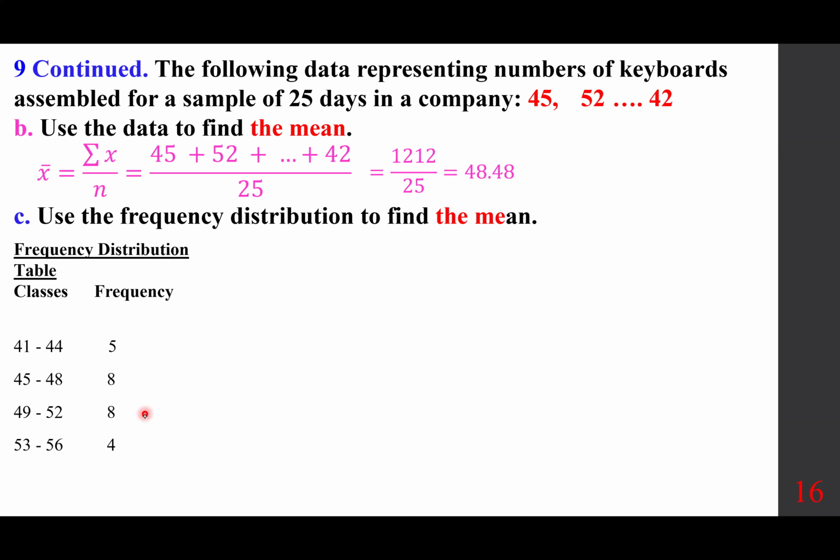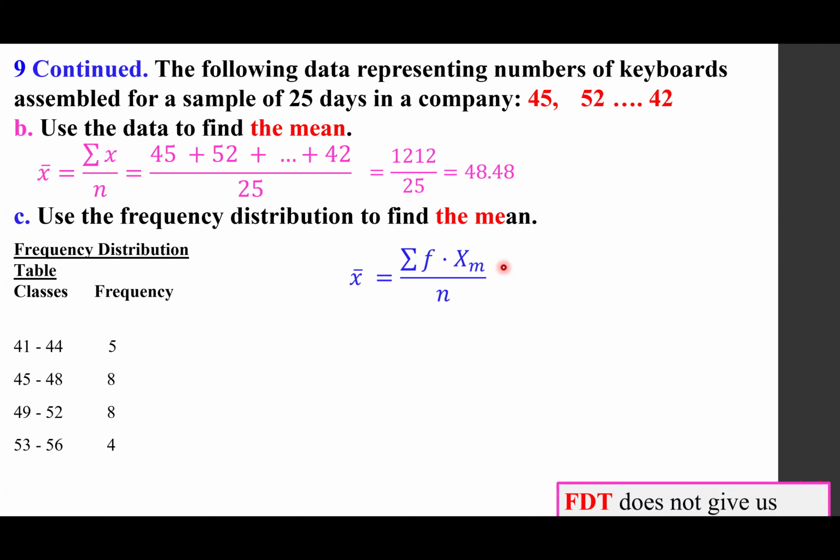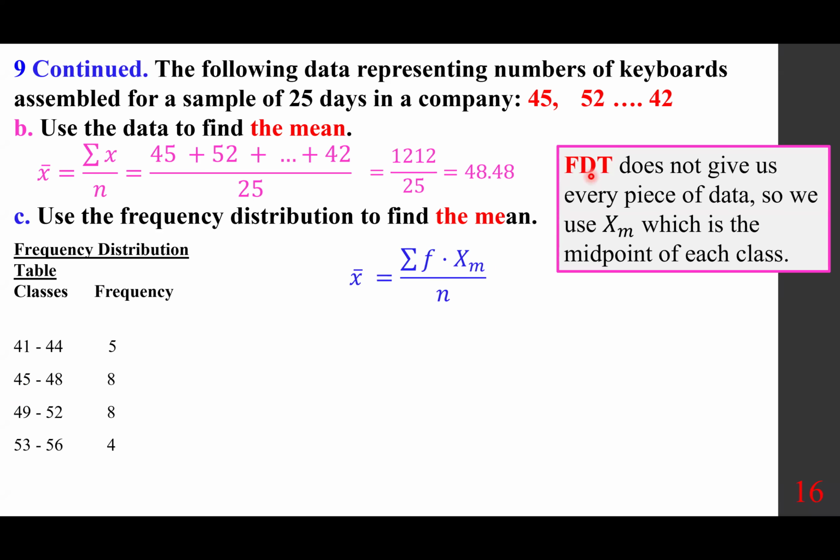But what if you have a frequency distribution table? It doesn't mean that we have the data. When you have this one only and you don't have this one, what do you do? We use X bar equals summation of f times x sub m, divided by N. What do we mean by that? FDT, frequency distribution tables, doesn't give us every piece of data. So we use x sub m, which is the midpoint of each class, to calculate this.